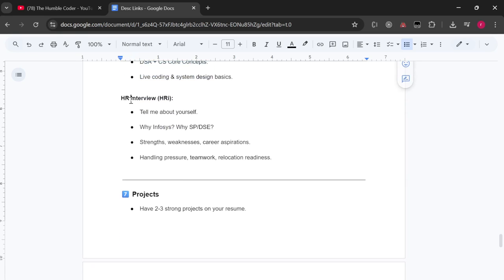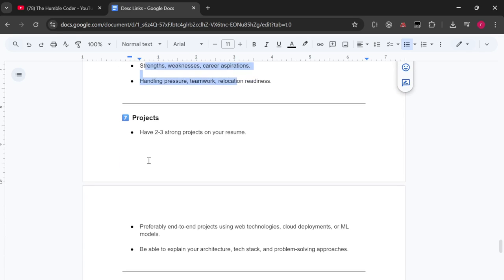Now about the HR interview. This will be a separate round. In this one you can get asked questions like, tell me about yourself, why you want to join Infosys, and why this particular role, like your SP or DSE role, your strengths, weaknesses, career aspirations. Basic HR questions can be asked, along with handling pressure, teamwork, relocation readiness.